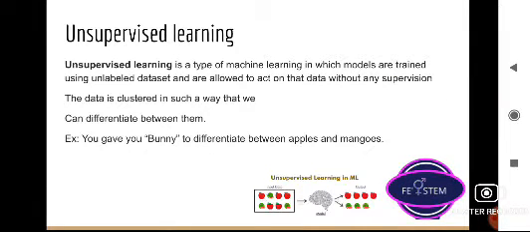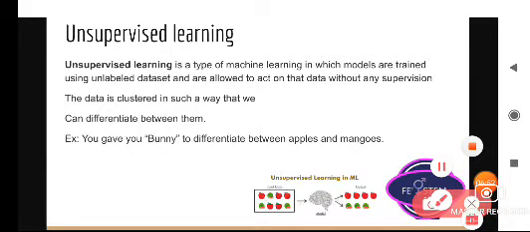So unsupervised learning. Unsupervised learning is a type of machine learning in which models are trained using an unlabeled dataset and are allowed to act on that data without any supervision. The data is clustered in such a way that we can differentiate between them. So with a simple drawing, we can explain it.